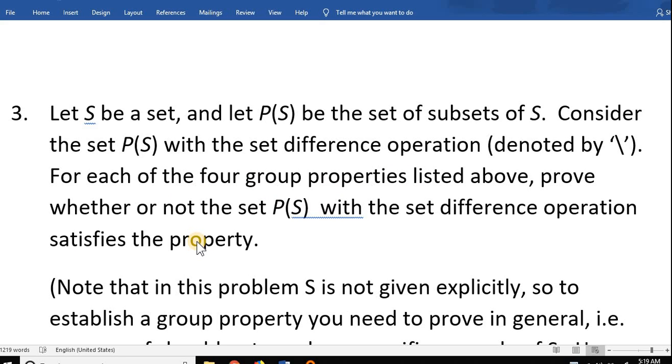All right, so we got 4 properties. We want to look at them one by one and see whether this set P of S with the set difference operation backslash is a group, or it satisfies these 4 properties.